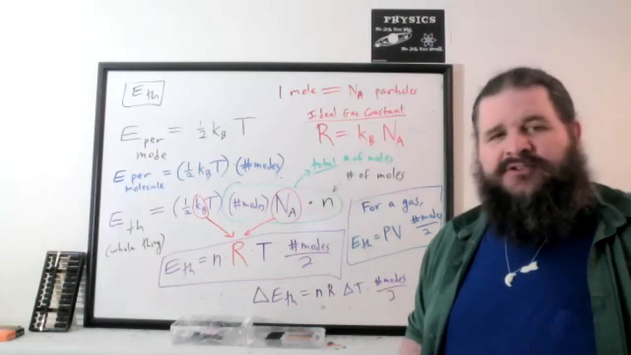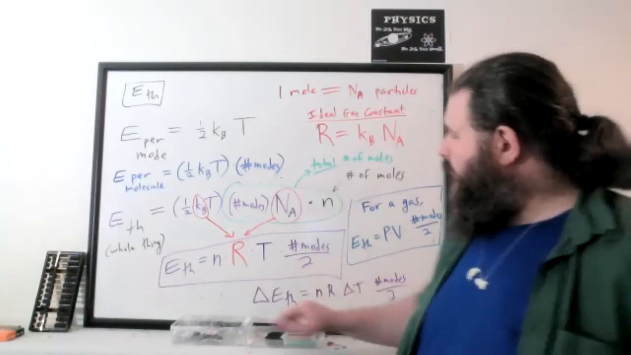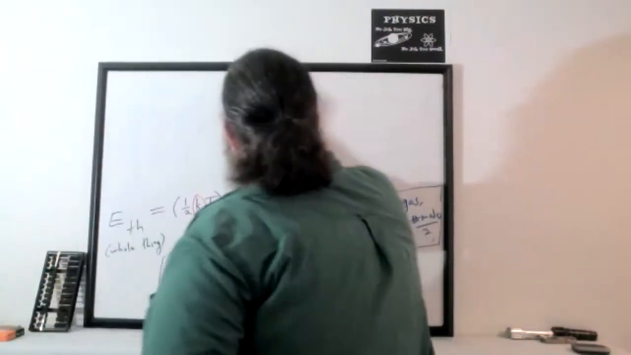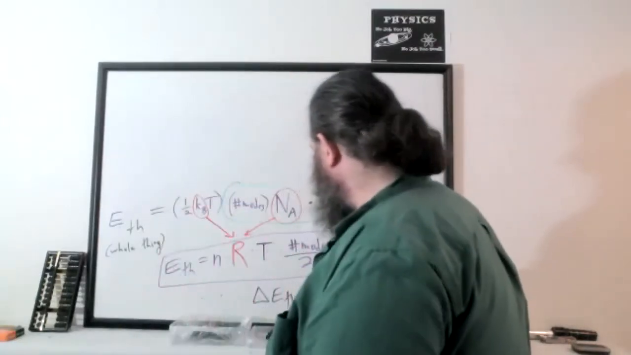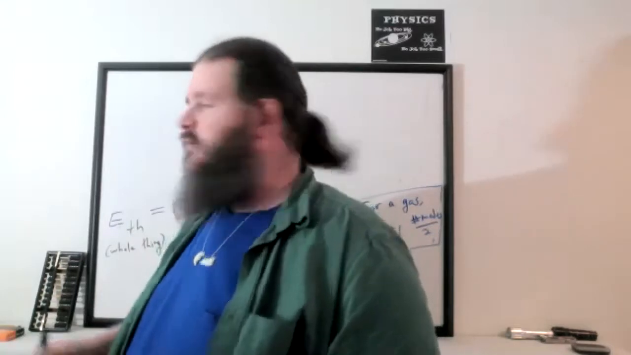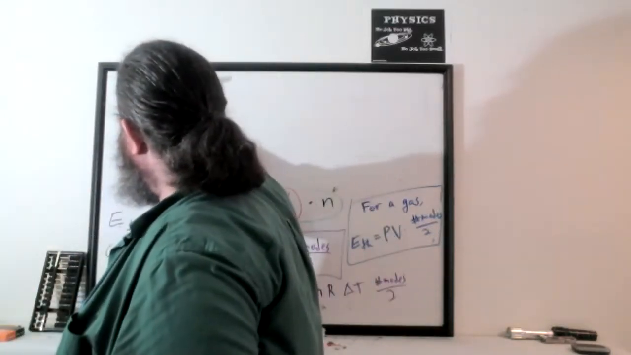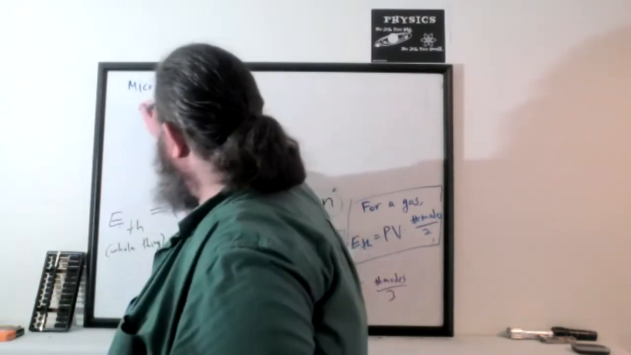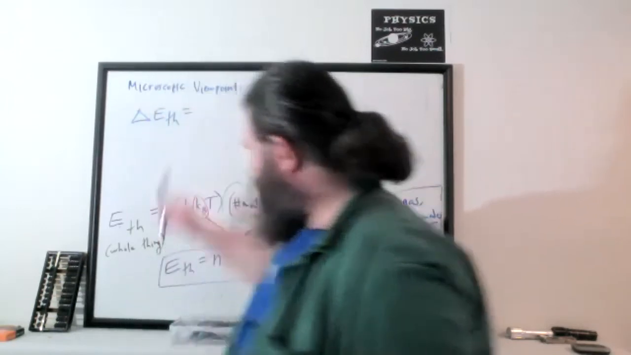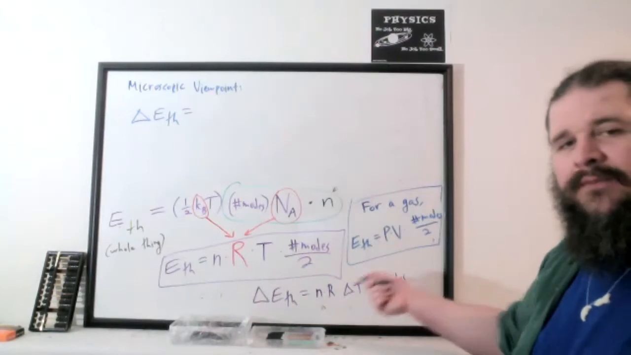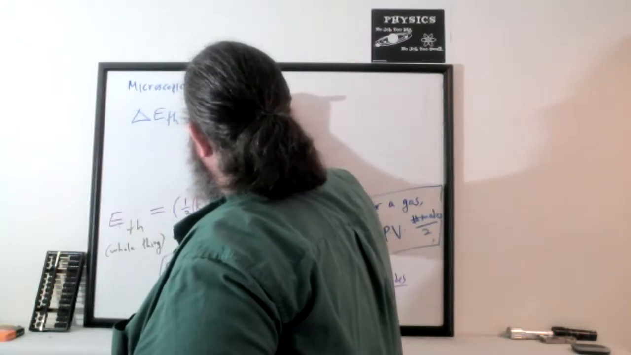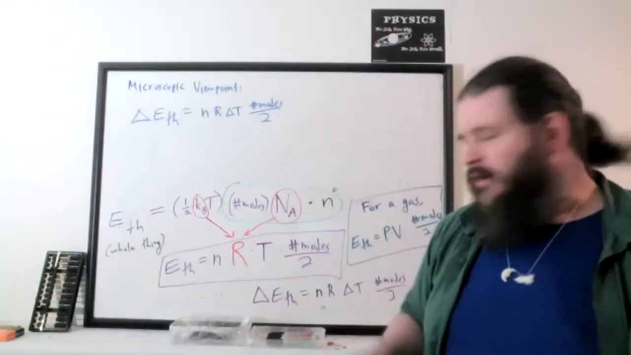And speaking of microscopic measurements versus macroscopic measurements, let's compare this formula to another formula we had earlier for thermal energy. Because we've got this microscopic formula, microscopic in the sense of dealing with individual molecules. We got delta E thermal equals this one with the delta nR delta T times number of modes over 2.